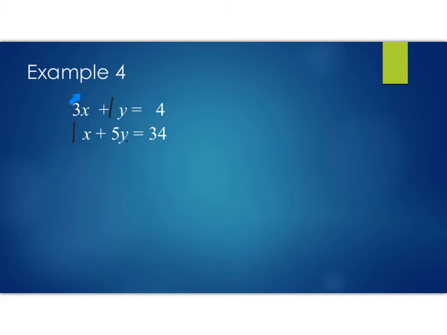I'm going to choose to cancel out the x's, and that's just because 3 is a slightly smaller number than 5. So if this top number is positive 3, that means I want to make this number negative 3, which means I have to multiply every single term by negative 3.